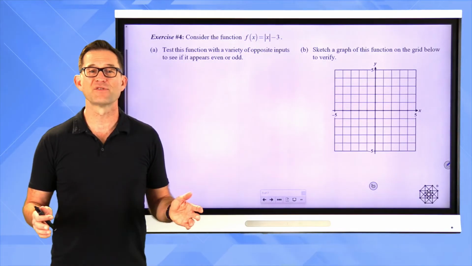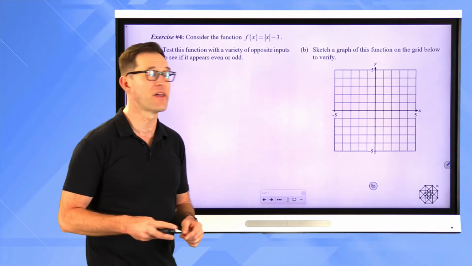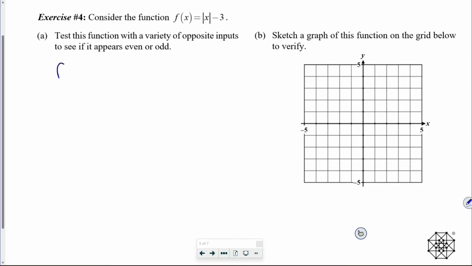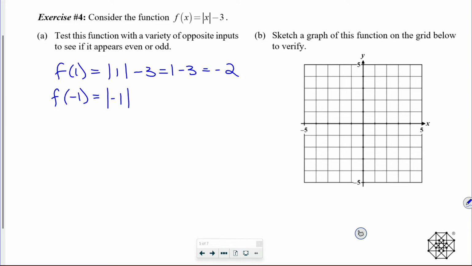Well, I love myself some 1 and -1. Let's try that. So let's do f of 1. F of 1 will be the absolute value of 1 minus 3, which is 1 minus 3, which is -2. F of -1 will be the absolute value of -1 minus 3, which will be 1 minus 3, which is equal to -2.